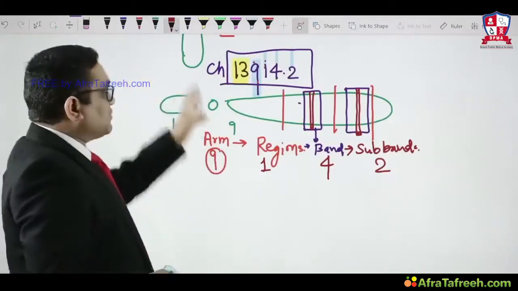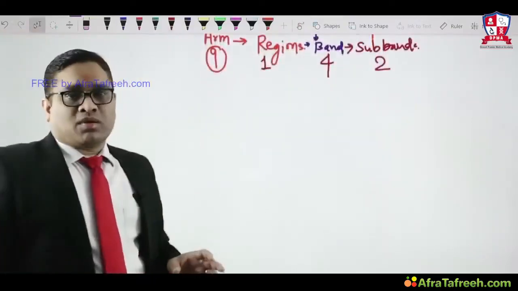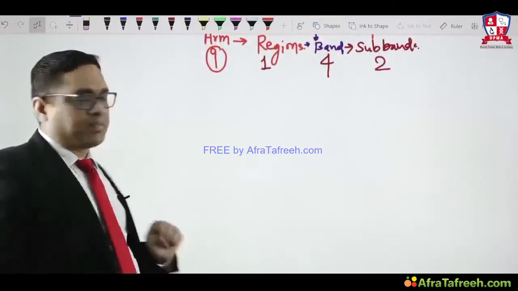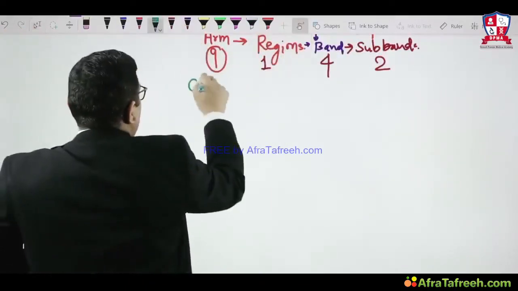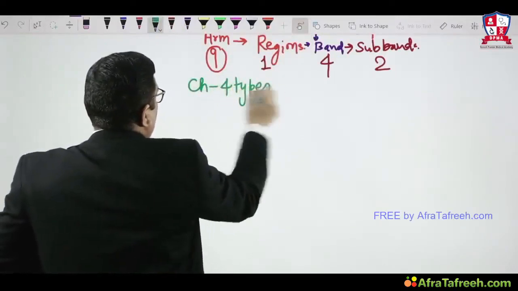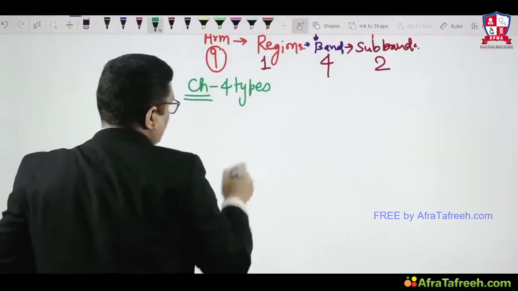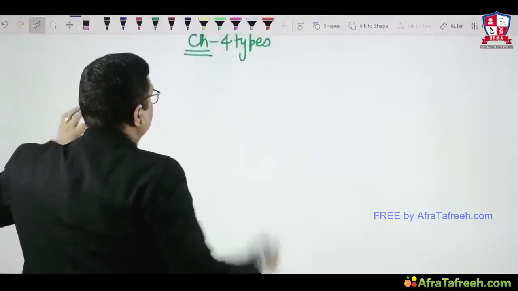So on the basis of the centromere, we can divide chromosomes into 4 subtypes, right? So there are 4 types of chromosome. Now I am going to divide chromosomes into 4 types. So we are going to see 4 types of chromosome on the basis of centromere, right?